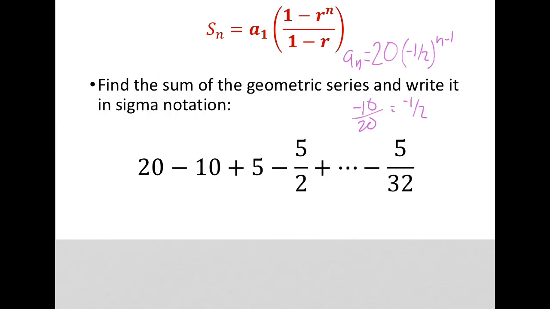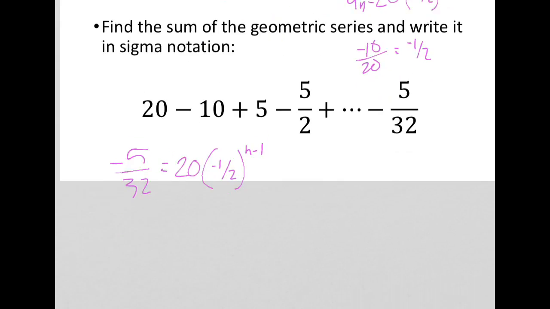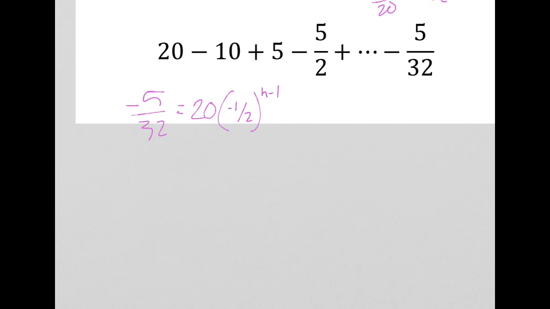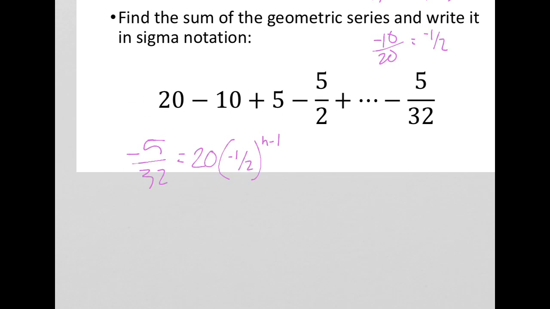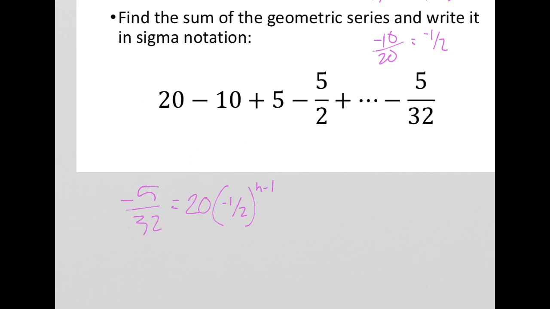And we could do the same thing. We could say that last term, -5 over 32, equals our first term, 20, times our common ratio, -1/2 raised to the power of n minus 1. And we could solve all of this using logs. But here's the problem. We would end up with negative values inside of our logs, which are not going to get us where we want to go. Cannot calculate the log of a negative number, at least not with real numbers, and so that is an issue.